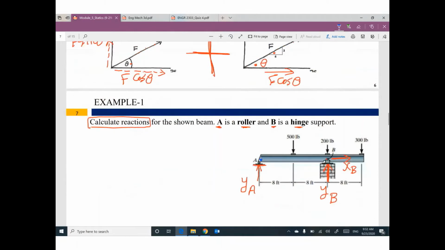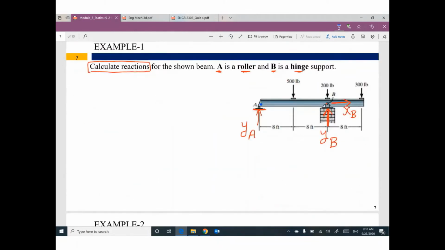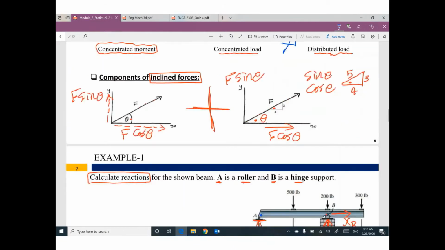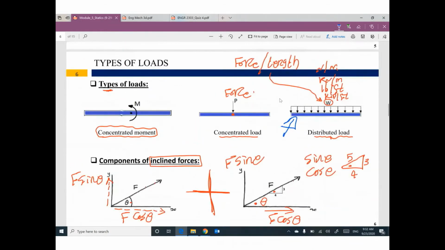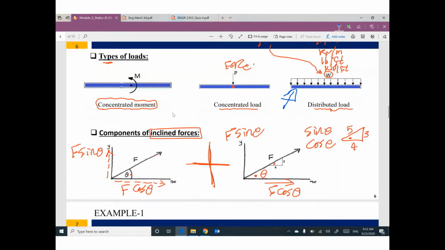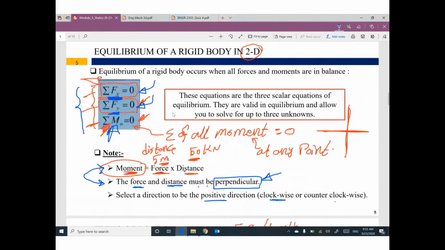So after you put your reactions, you need to ask yourself only two questions, and then go forward. The first question, do you have any inclined force? No. If yes, go ahead and get the horizontal and vertical components. Second question, do you have any distributed load? No. So go forward. If yes, I will discuss it just a few minutes later. Okay, so we are done with these questions. Then go forward to apply the equilibrium equations.